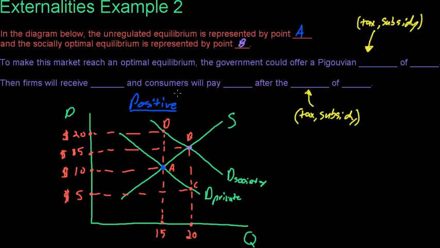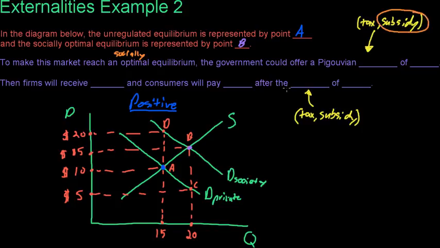Now to make this market reach the socially optimal equilibrium, I probably should have said socially right here, or societally optimal, I don't really know. The government could offer a Pigouvian tax or subsidy. So in this case, we know that we have a positive externality, so we know that we're going to be talking about a Pigouvian subsidy. It's kind of the way it goes in my head.